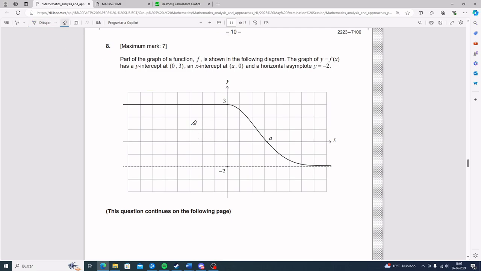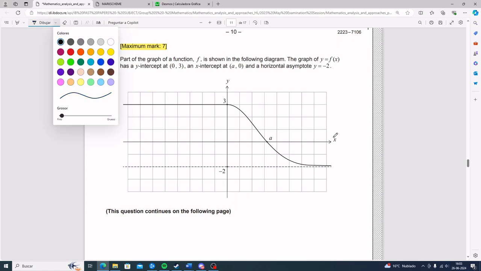Alright, you guys. So for number 8, it's a pretty creative problem and not that hard once you grasp the concepts, alright? But it's definitely more on the creative end. So for number 8, it is worth 7 marks. And they tell us that part of the function f is shown in the following diagram.